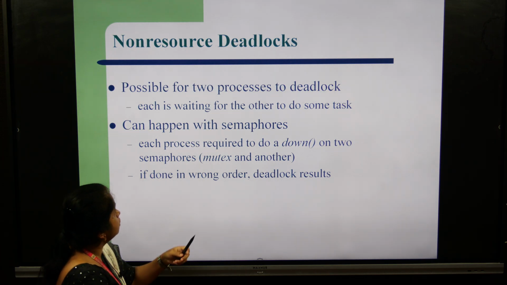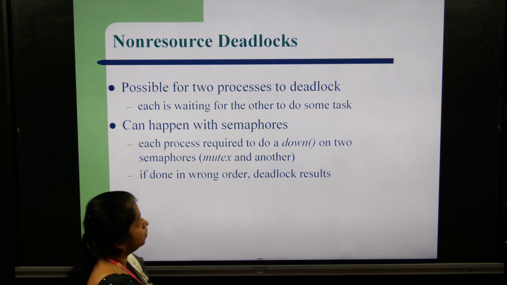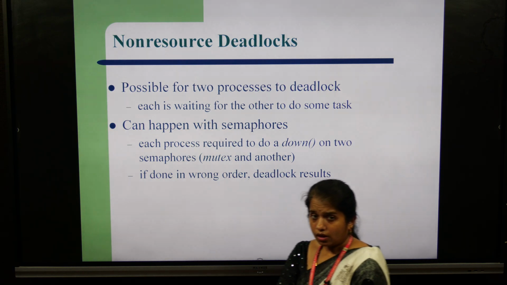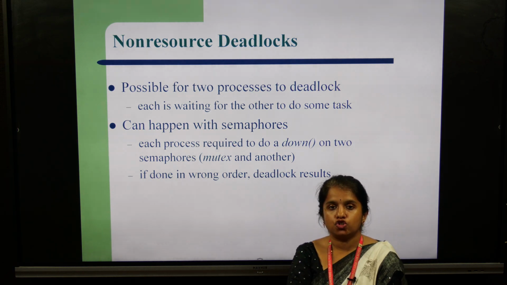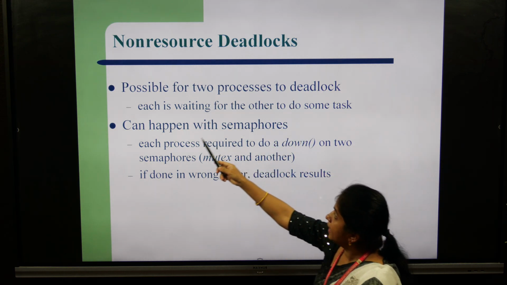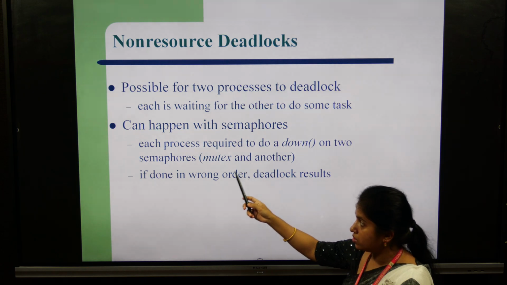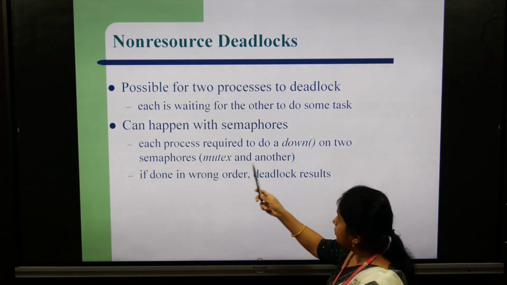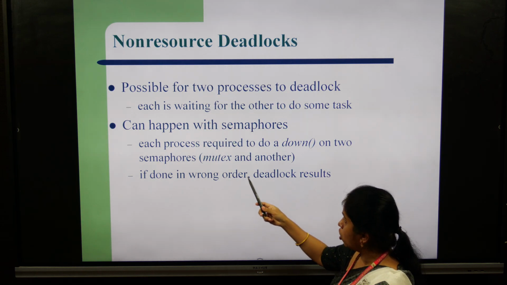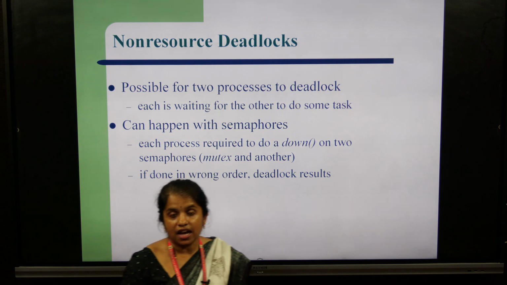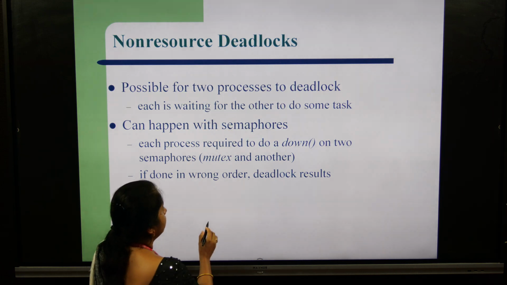It is possible for two processes to deadlock. Each is waiting for the other to do some task. If two processes are waiting for two resources, then here it may form a deadlock. It can happen with semaphores. Each process is required to do down on the two semaphores, mutex and another. If done in the wrong order, deadlock results. Here, if it is done in the wrong order, then deadlock occurs.